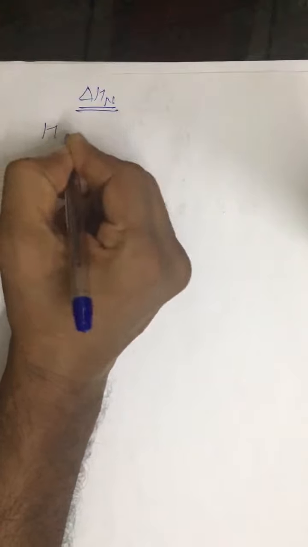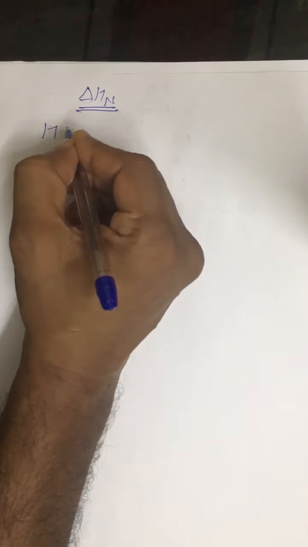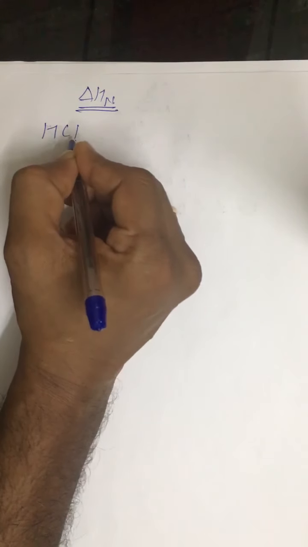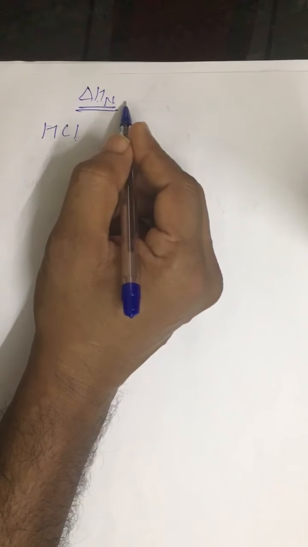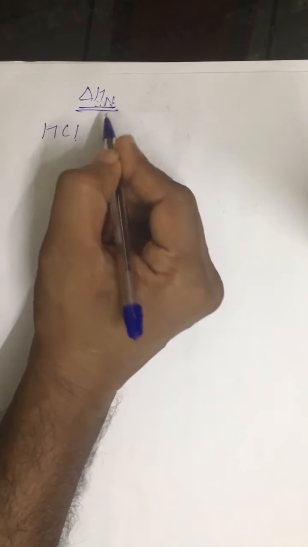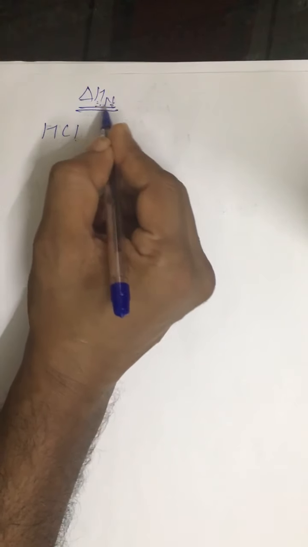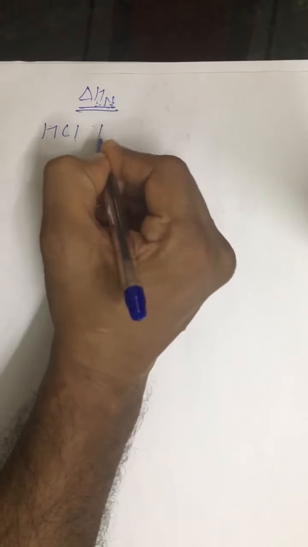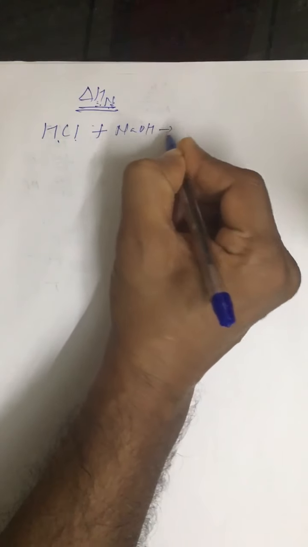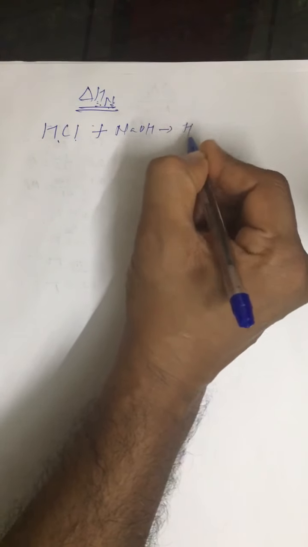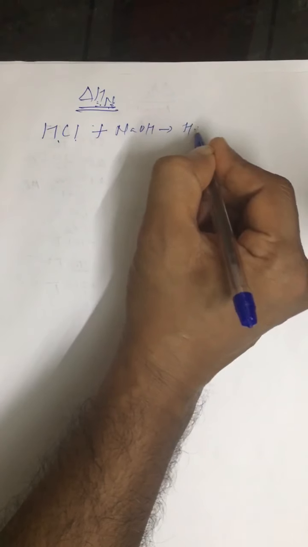This is the change in enthalpy of a system when 1 gram equivalent acid and 1 gram equivalent base is completely neutralized. So you should be careful, because heat of formation is per mole, heat of combustion is per mole, but heat of neutralization is per gram equivalent.